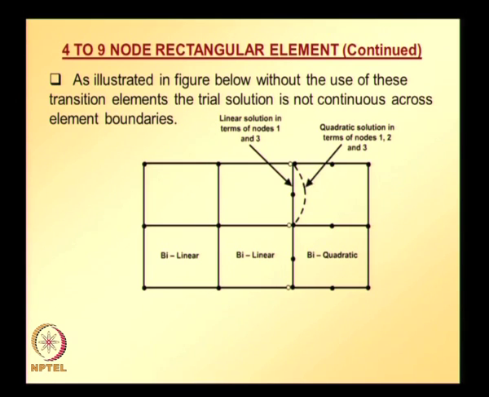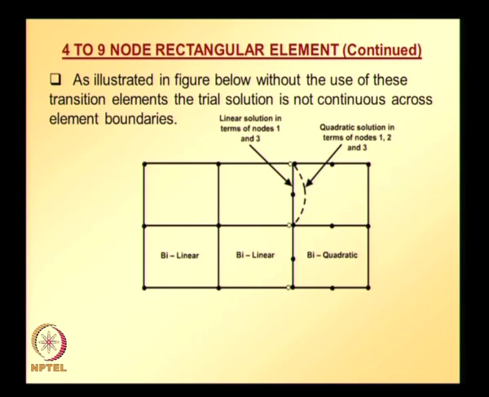So, the 4 node element mesh is directly connected with the 8 node element mesh. So, if you can see the edge towards which the arrows are pointed, you have a linear solution on the side of the 4 noded elements. You have a linear solution in terms of nodes 1 and 3, whereas on the side where 8 node elements are present, a quadratic solution in terms of nodes 1, 2, 3.